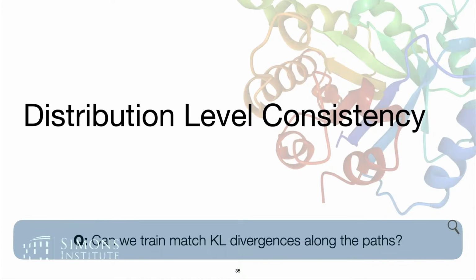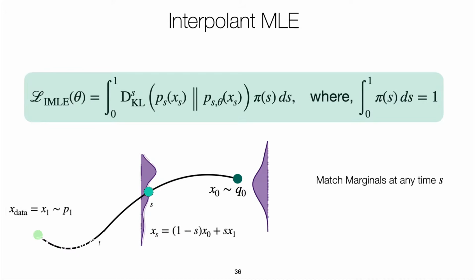Now, I want to talk about this next notion, which is also very interesting: having distributional level consistency. If you give me this interpolant, one thing you can ask for is that the time marginals have to match. So the KL between the time marginals p_s and the time marginals of the NFM model should match in KL for every s. If you impose this objective, this KL is the forward KL, so it's like an MLE. But this is an MLE tied to an interpolant, so you're constructing the MLE for each point on this path.